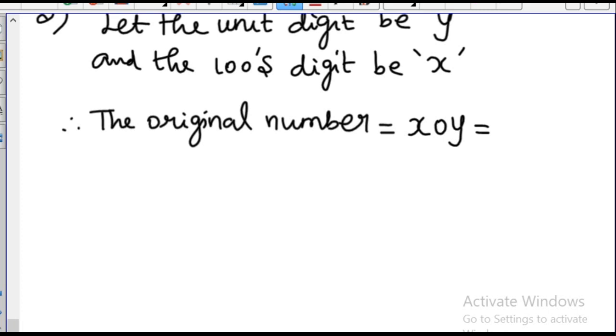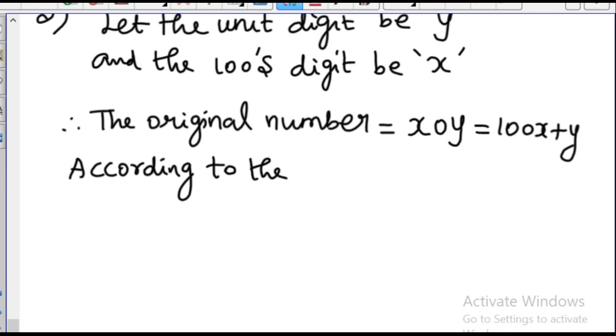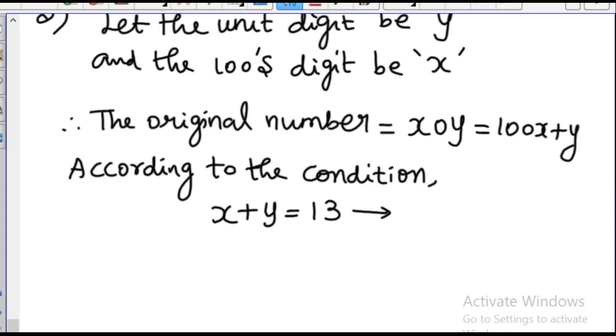So how can we write this generally? Since x is in the 100's place, we can write 100x plus y. This will be useful to find our answer at the end. Now let us look at the conditions given in the question. According to the condition, the sum of the other digits; the other digits are x and y. The sum means addition, so x plus y is equal to 13. This is the first condition.